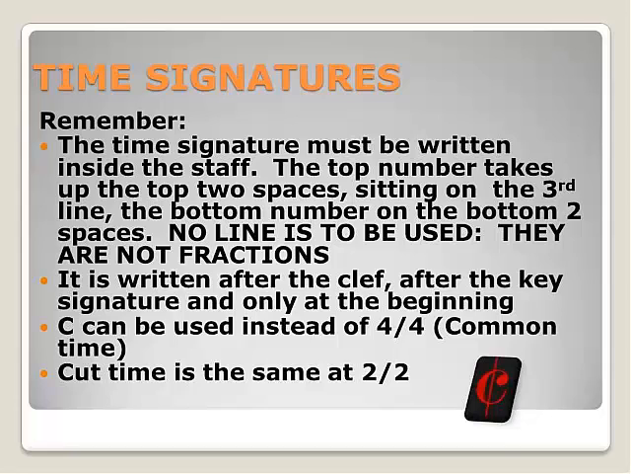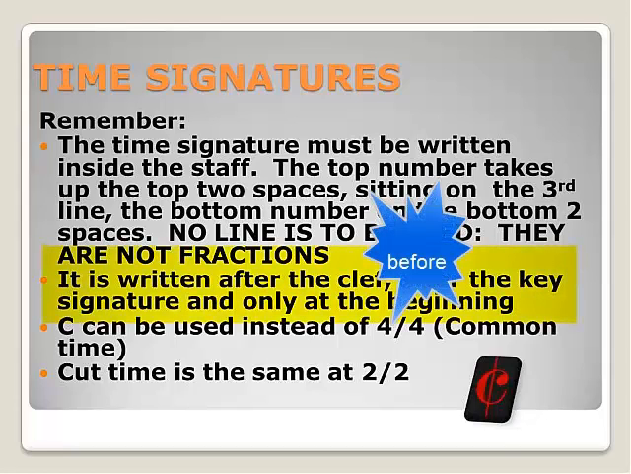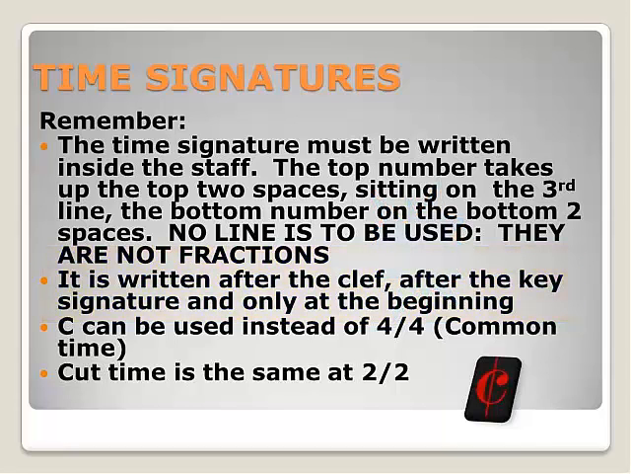The time signature is always written after the clef and before the key signature. An easy way to remember is that K comes before T in the alphabet. Therefore, the key signature comes before the time signature. Common time is represented by the letter C, and it means 4/4. Cut time is the same as 2/2. It looks like a C with a line through it.